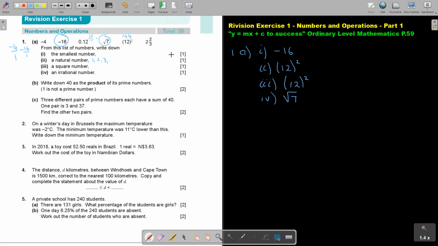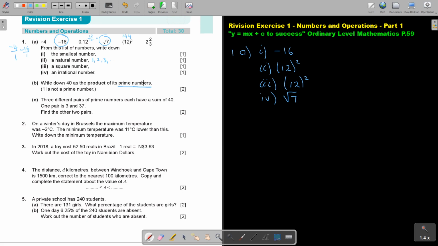This is a very easy question, so make sure you always go through the basic list and just recall it. Now, write down 40 as the product of its prime numbers. Okay, so it's like prime factors. You did it in grade 8.